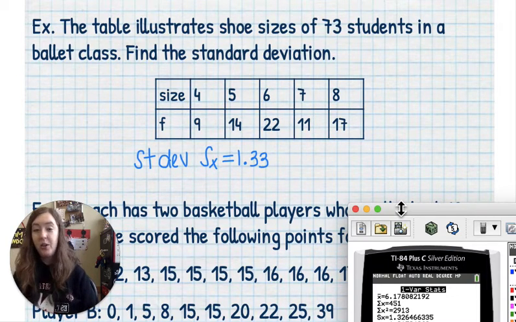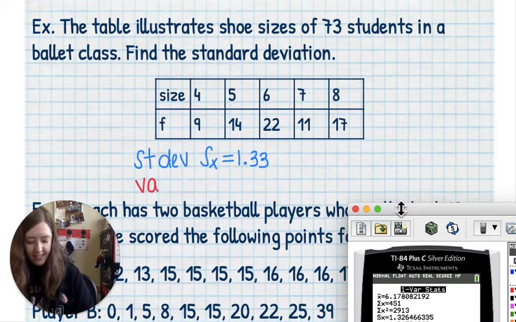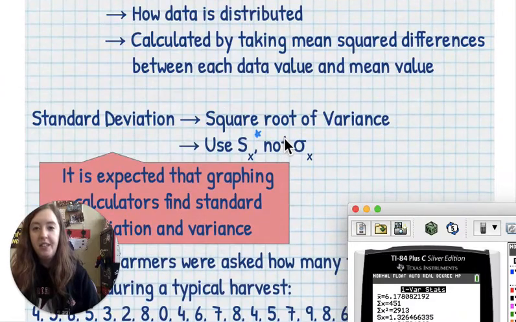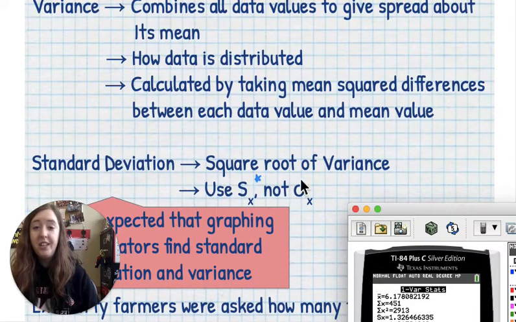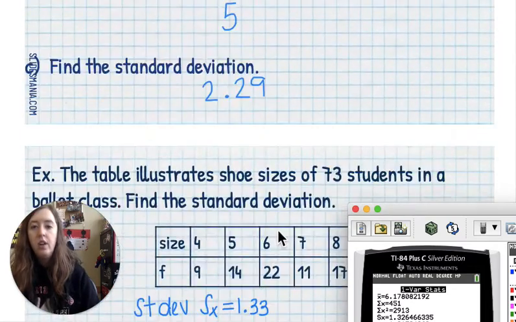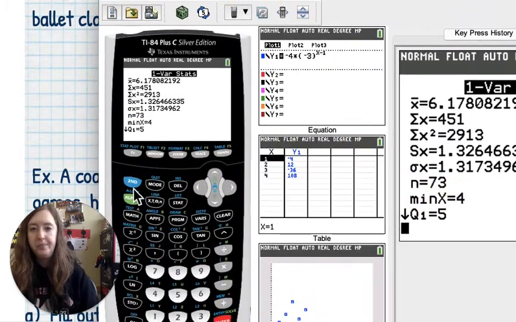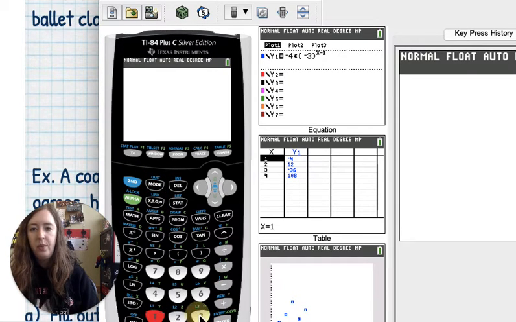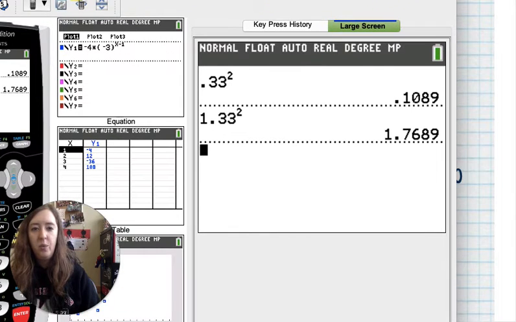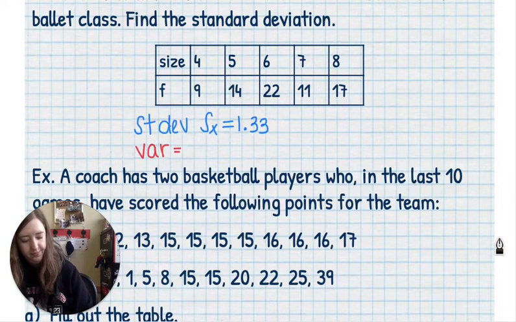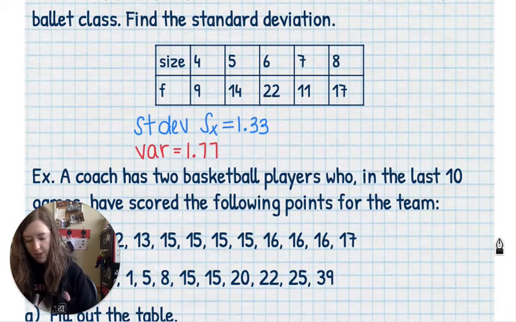Now I'm going to ask you a couple of other questions. What's the variance? So real quick to remind you, standard deviation is the square root of variance. So if we want to find variance, we're going to take our standard deviation, 1.33, and square it. 1.33 squared. My mistake, guys, sorry. All right, so that's going to be 1.7689. Let's call that 1.77. Another question I want to ask.